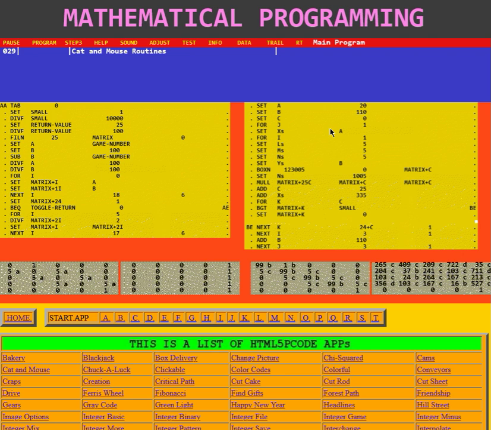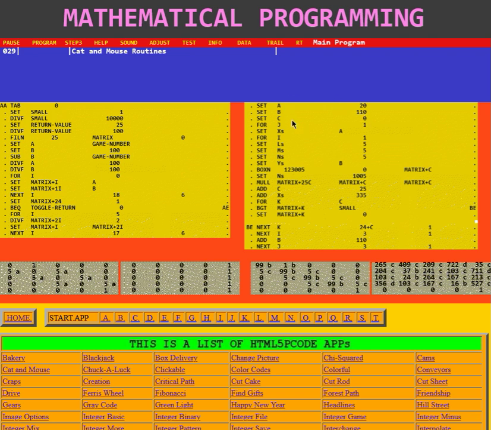Now we're going to look at the other routine. First it sets A to 20, B to 110. These values are going to be used for the position on the screen where it's going to place the matrix. A is going to be used for X, and it's going to be offset in beginning 20 from the left side of the screen. B is going to be used for Y. It's initially going to be 110 down from the top of the screen.